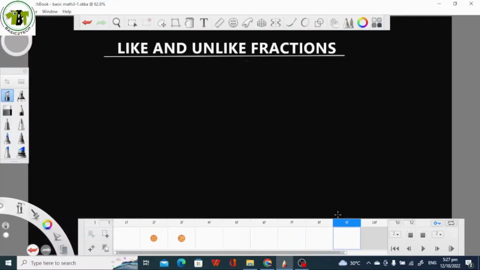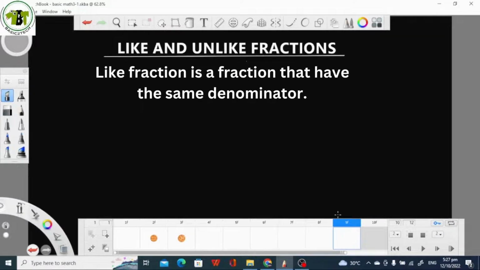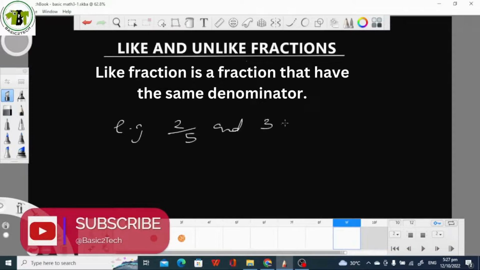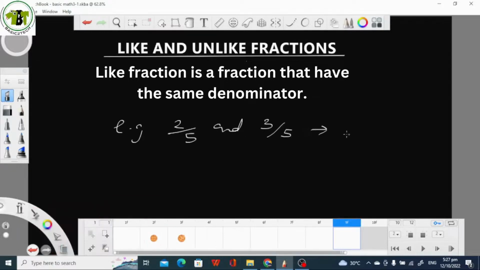Next, we have the like and unlike fractions. A like fraction is a fraction that has the same denominator. An example of like fractions are 2 over 5 and 3 over 5. These are like fractions. Also, we have 4 over 7 and 3 over 7. These are also like fractions, having the same denominator.